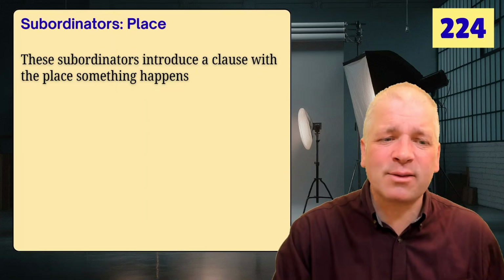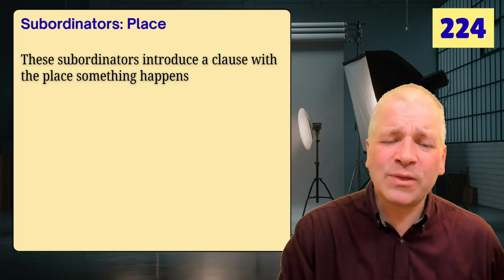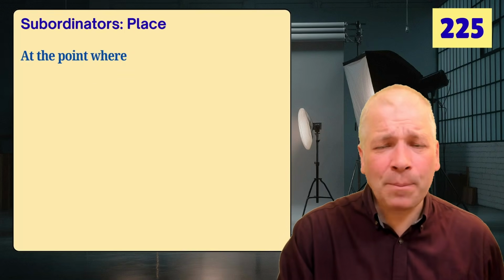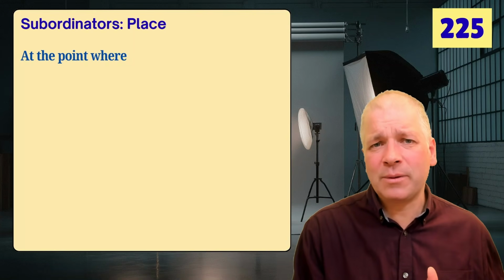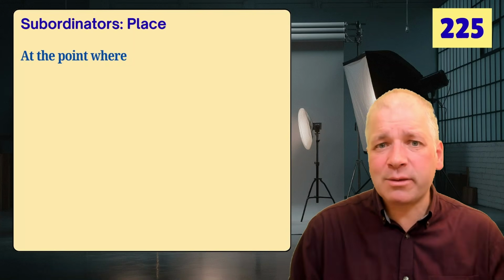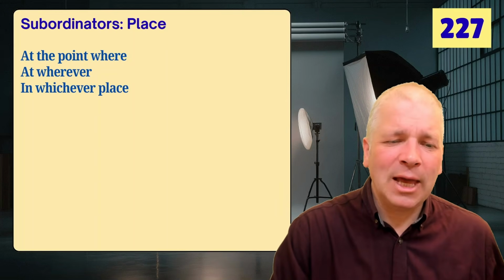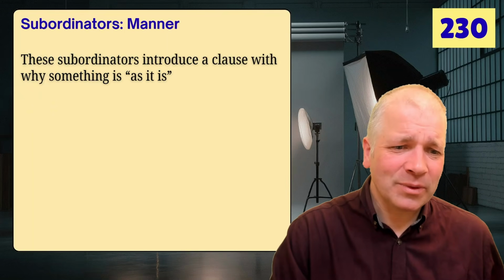Moving on to subordinators of place then. So these subordinators introduce a clause with the place something happens. At the point where, we'll introduce information about the main clause telling us the place where something happens. At wherever, in whichever place, where, wherever.